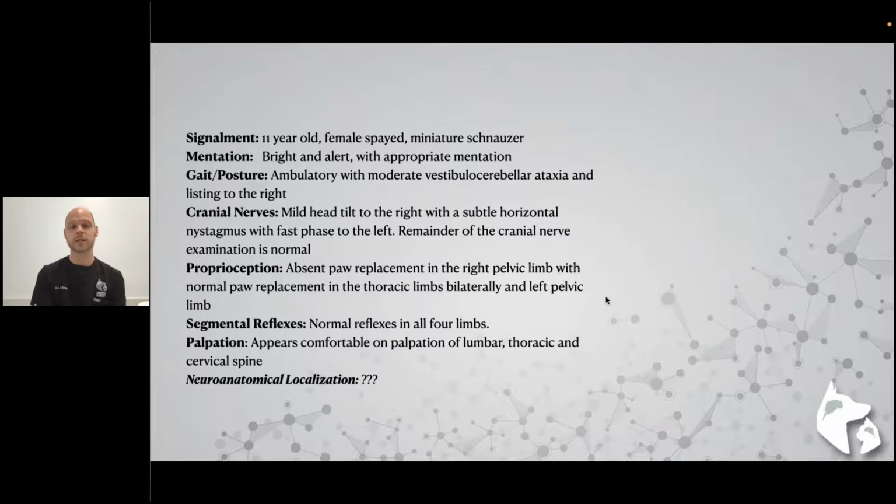All right, the next one is an 11-year-old female spayed miniature schnauzer, bright and alert with appropriate mentation, ambulatory with a moderate vestibulocerebellar ataxia and listing to the right. She had a mild head tilt to the right with a subtle horizontal nystagmus with a fast phase to the left. The remainder of the cranial nerves were normal. She had absent paw replacement in the right pelvic limb with normal paw replacement in the thoracic limbs bilaterally and the left pelvic limb. Normal reflexes in all four limbs and she was comfortable. So next question, where do you think her lesion was? I'll give you a second to read through the exam, and then we'll go on to the question.